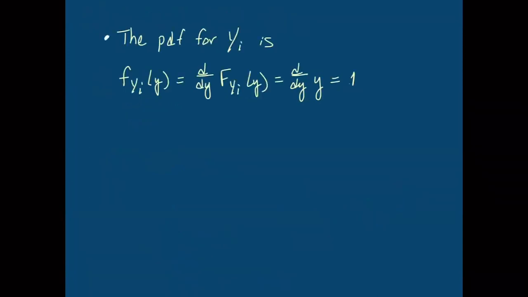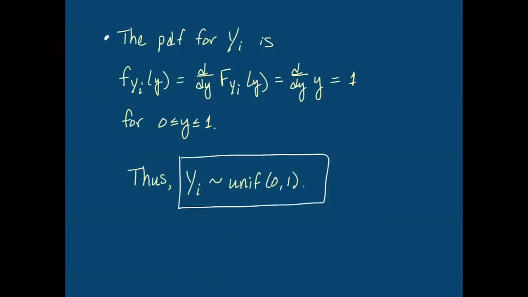The PDF for capital Y sub I is the derivative with respect to y of this CDF, which is 1. And again, recall that the y argument here is between 0 and 1 inclusive. From this PDF, we recognize that Y sub I has a uniform distribution on the interval from 0 to 1. This is our usual notation for such a uniform, but it's fine if you want to put square brackets in here.